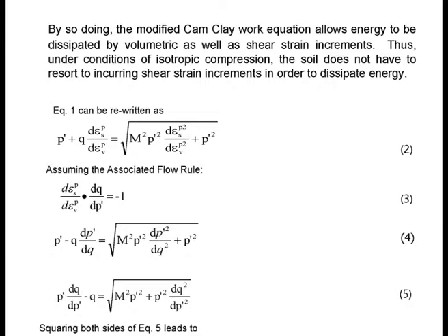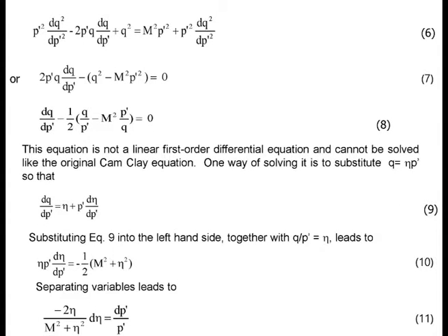I won't bother to show you how to solve it, but you square both sides, and then you end up with some equation that looks like that. You then have to make a substitution that q equals eta times p prime. Then you replace the variable q by eta, and then you go through the substitution.